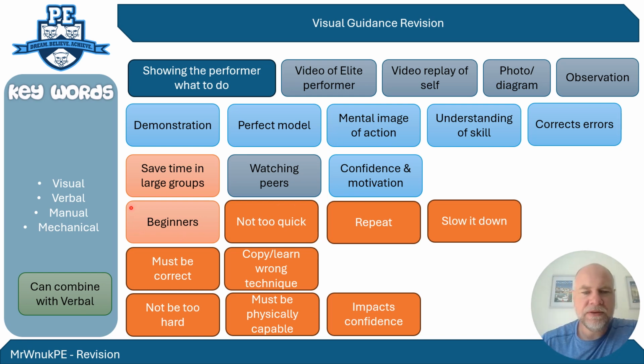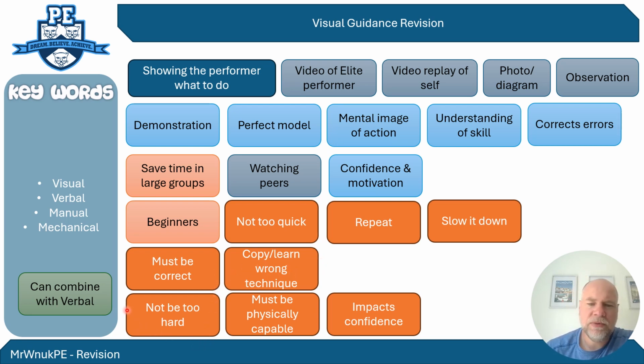It is the best method for beginners, but only if the movement pattern is not performed too quickly, and if it is a quick movement, that it is repeated and slowed down, so it allows the beginners to really process that information and not become overloaded with information. The skill performance must be correct, and there is an exam question saying why must the visual guidance be performed correctly? Because the performers will then copy it, and if they're copying the wrong technique, they're going to learn the wrong technique. So it has to be done correctly.